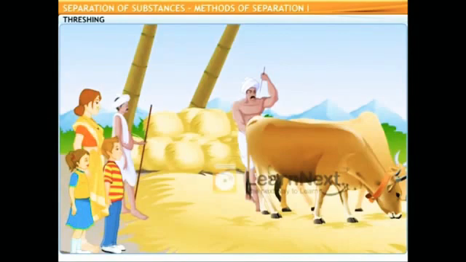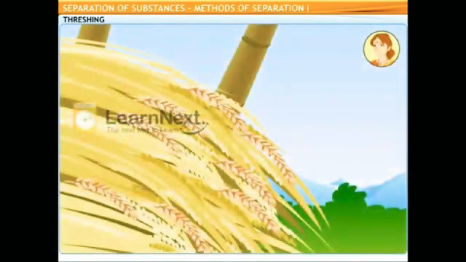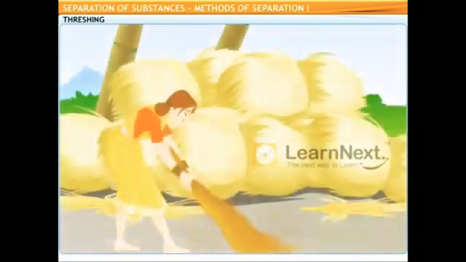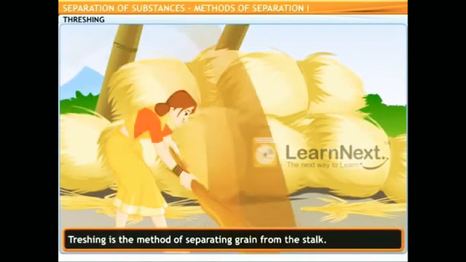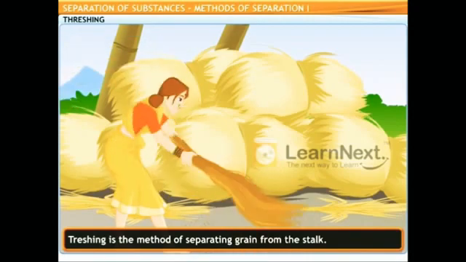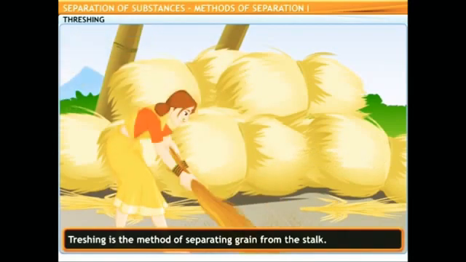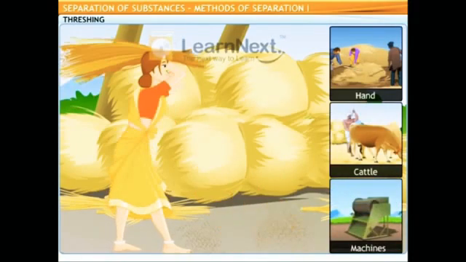Threshing? What's that? Yes. Once the wheat has been harvested, the stalks are dried. Then, each grain of wheat has to be separated from the stalks to which it's attached, so that it can be ground into flour. This method of separating the grain from the stalk is called threshing. It's basically the beating of these dry stalks to shake off the dried grains. It can be done by hand, by cattle, or by using machines.